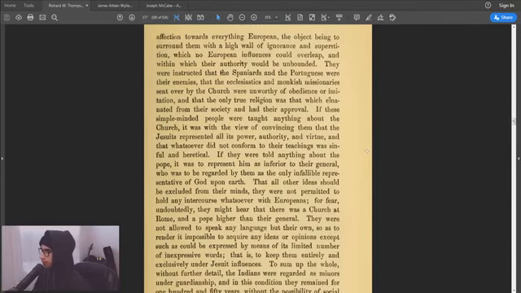So they were not allowed to speak any language but their own, so as to render it impossible to acquire any ideas or opinions except such as could be expressed by means of its limited number of inexpressive words.